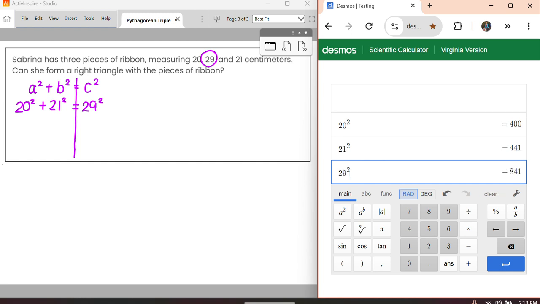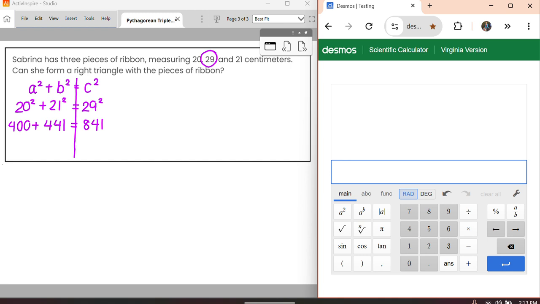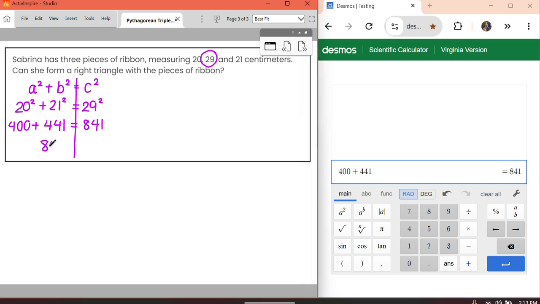And then Desmos is going to help me do some math here and square all those numbers for me. 20 squared was 400. 21 squared is 441. 29 squared is 841. And then I'm still not sure if those two sides are equal until I add the two numbers on the left. So 400 plus 441, oh no, gave me 841, which is equal to the hypotenuse squared. So can she form a right triangle? The answer would be yes.